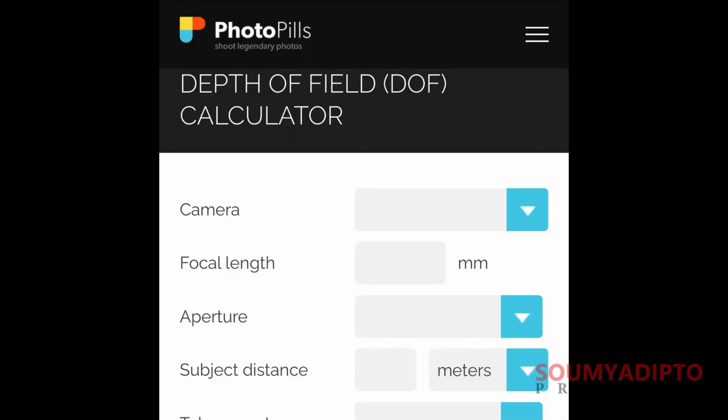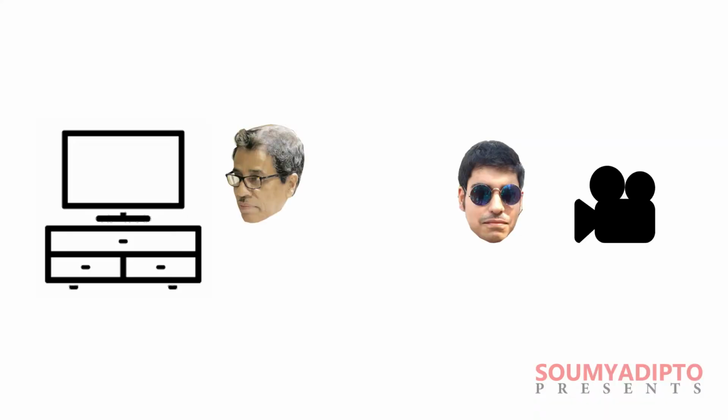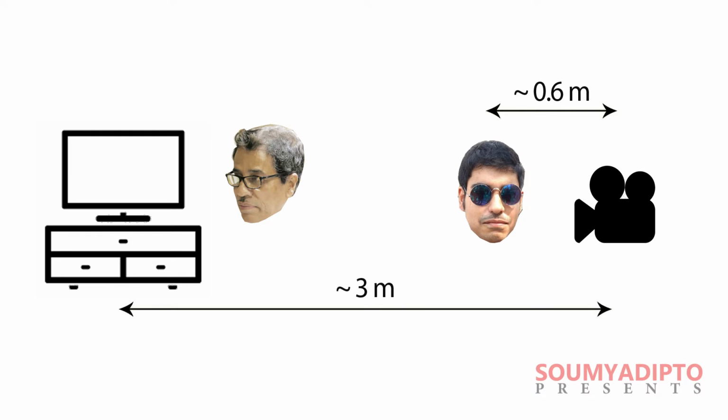To get a precise idea about the values these parameters should take, I used this depth of field application from photopills.com. Now I know that I am at a distance of about 60 centimeters from the camera, while the furnitures and TV set on the back are about 3 meters from the camera.